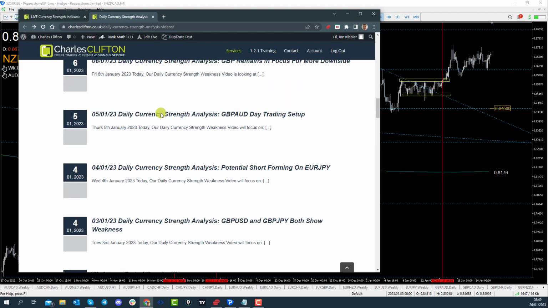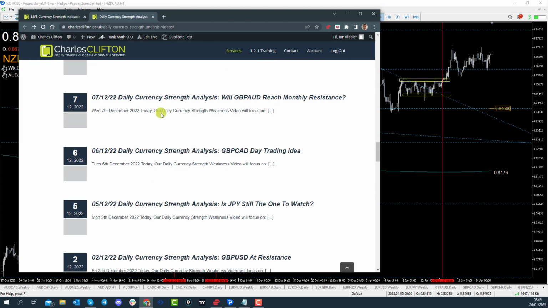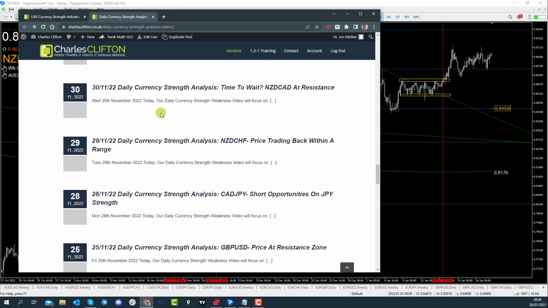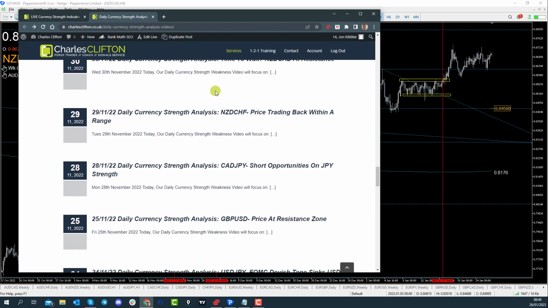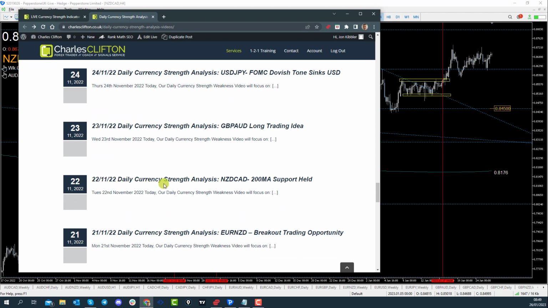And if you actually scroll down, you can see that we talk about Kiwi CAD again. If I just scroll all the way down, you can see Kiwi CAD, time to wait. Are we at resistance or are we looking for a continuation? We were looking for continuation moves because of what the currency strength indicator table was telling us. You can see here on the 22nd we talked about 200 MA support held.